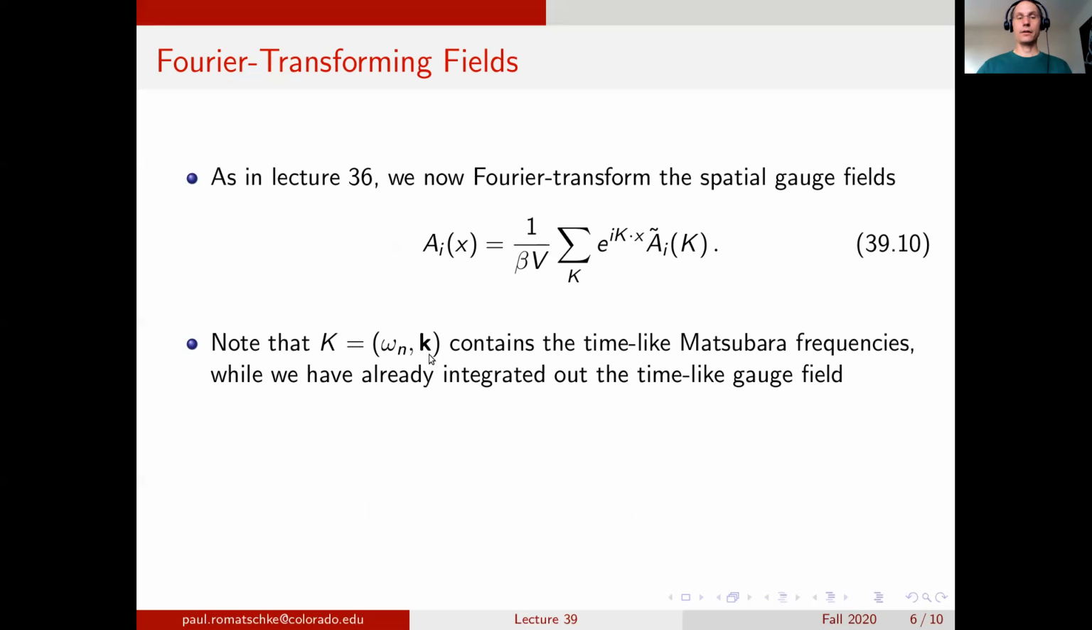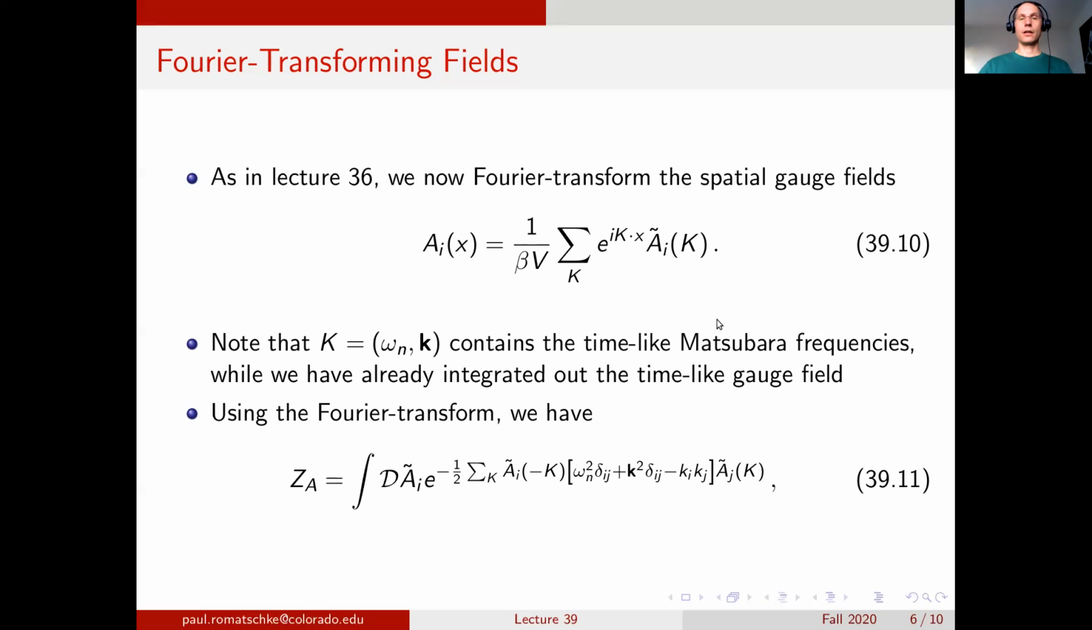The K here still is the full 4-dimensional Euclidean wave vector, so it contains the Matsubara frequencies, even though we only have the spatial parts of the gauge fields. We have the spatial parts of the gauge fields, but they carry full space-time dependence. If we plug in this Fourier transform, we find that the partition function now is in the form that we can clearly see the form of the operator in Fourier space.